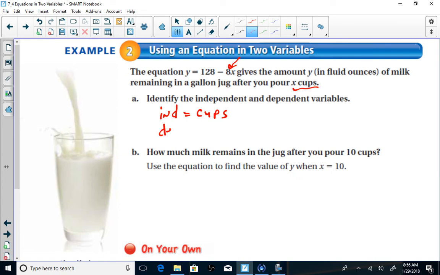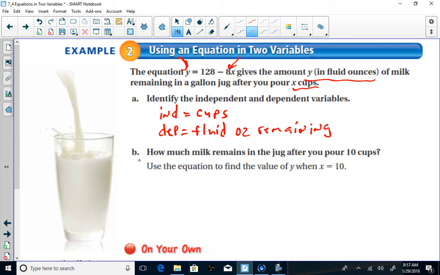Well, what is your dependent variable then? Your dependent variable, right, is your output, your y value, and your output is the amount y in fluid ounces. So your dependent variable are your fluid ounces remaining. All right, that is your dependent variable, because the fluid ounces that remain in a gallon of milk depends on how many cups you pour out.